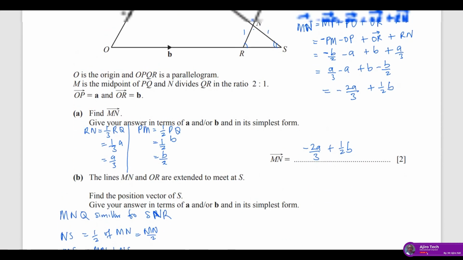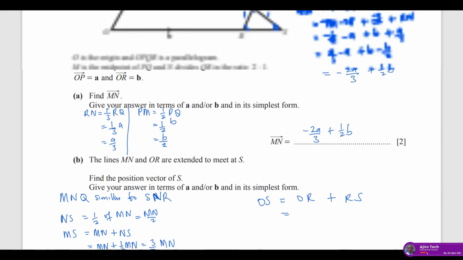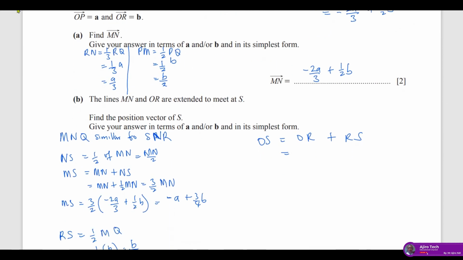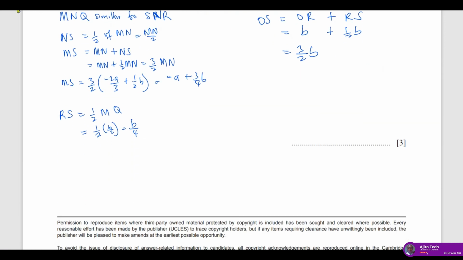So can I say that OS is OR plus RS. OR is B, plus RS is half B. That is 3 over 2 B. Let us leave it like that. 3 over 2 B.